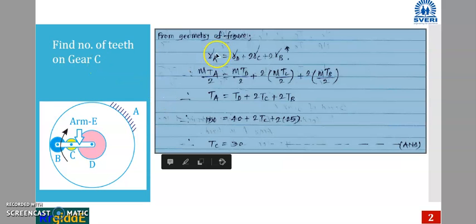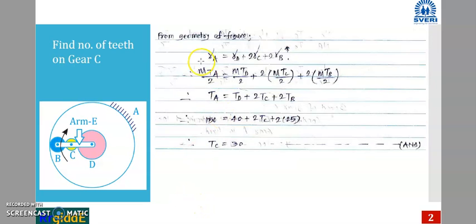So from the geometry of the figure, we can write the radius of A, that is RA, is equal to the radius of D, then 2 times the radius of C, 2 times the radius of B, and the addition of these is nothing but the radius of A. Again, we need to write this in terms of the module and number of teeth. Accordingly, this is the second step. We have written in terms of the module and the number of teeth.